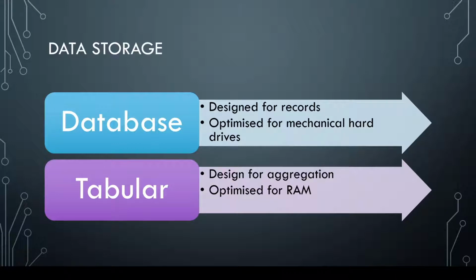Tabular is designed for aggregation. So we want to do something with a column of data. We don't care so much about the row, we care about a column. A column is what's important to it, and it's been optimized for RAM. A combination of those two factors, between what a database is and what a tabular model is, is always going to lead to the shaping and the steps that you need to go through as you go from your source data to your Power BI data model that we can then run DAX against. Everyone's still with us? Of course we're with you.